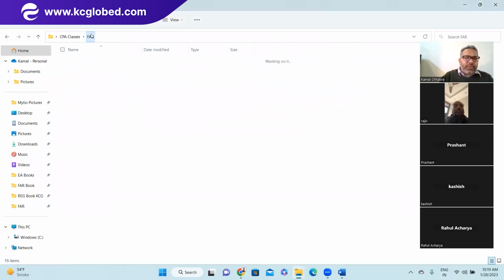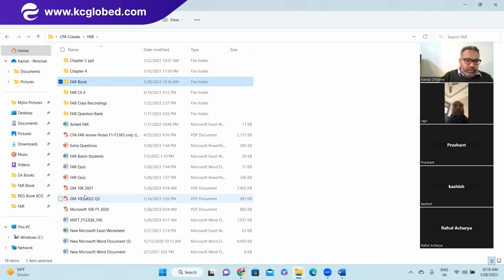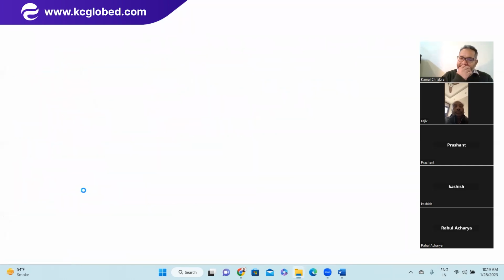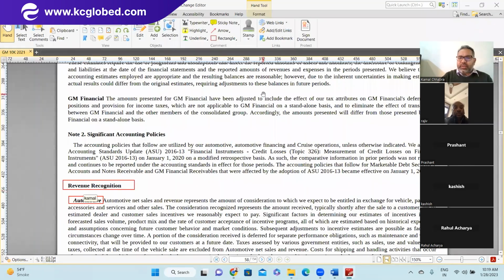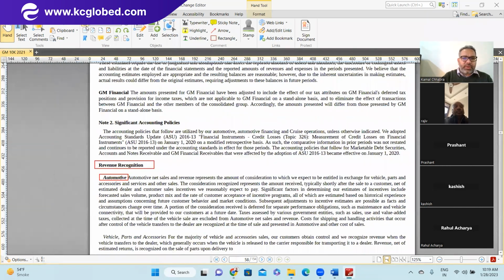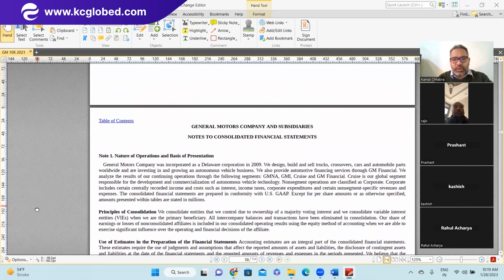This is the General Motors financial statement. If you see in the General Motors financial statement, can you see my screen? Yes, sir. This is the complete 10-K, which I have shared with you also. From their notes to accounts, we are starting.